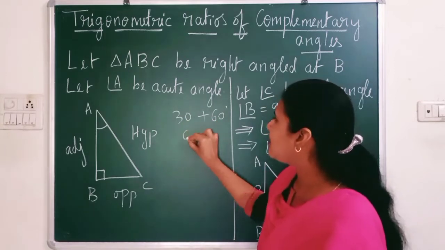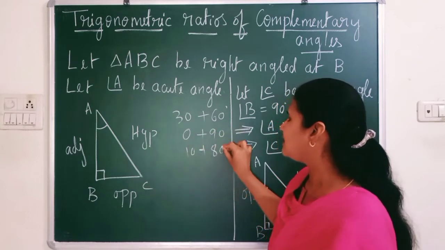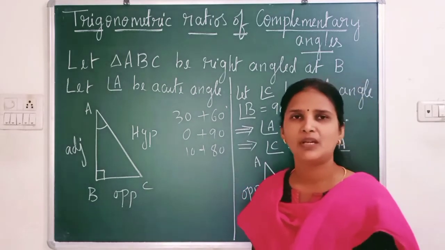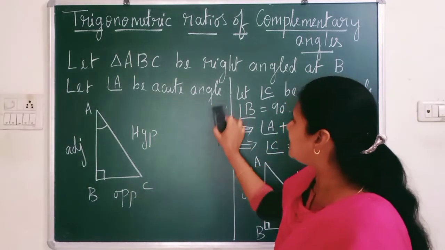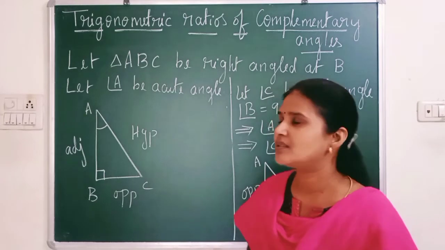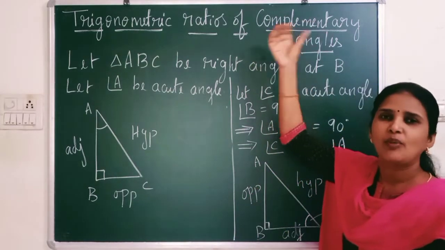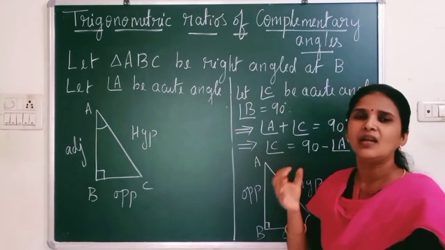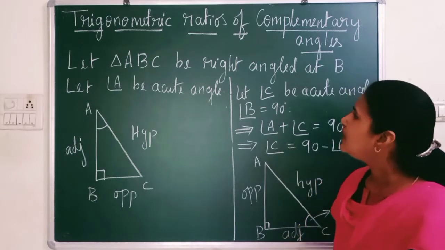Like that, 0 plus 90 is 90, 10 plus 80 is 90. So a pair of angles is said to be complementary when the sum of that pair is 90. Now you understood the meaning of the word complementary. Complementary angles means a pair of angles are said to be complementary if the sum of those two angles is 90 degrees. Now let us start.